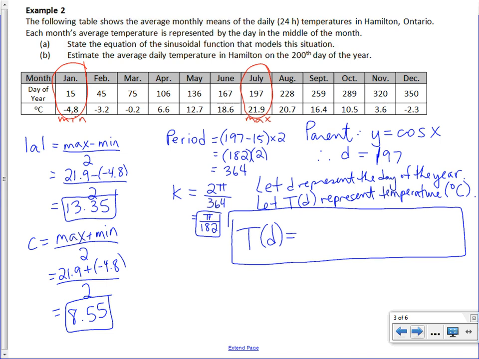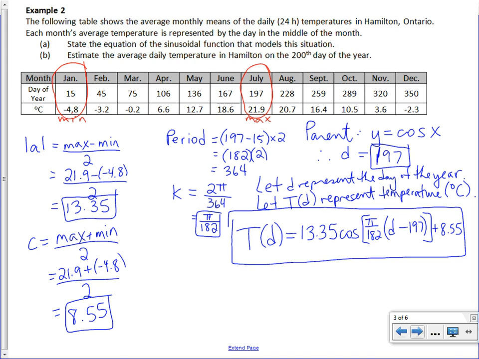Okay. So T at D equals... do I have all the pieces of the puzzle here, guys? Put it all together. We picked positive cosine, so I picked a positive value for A, 13.35. Cosine, open square bracket. Now I need K, pi over 182. Open round bracket. Now I need the variable I just defined, D, minus, what comes next? 197, close, and then plus 8.55. There it is. There's the model that represents temperature every day of the year in Hamilton.